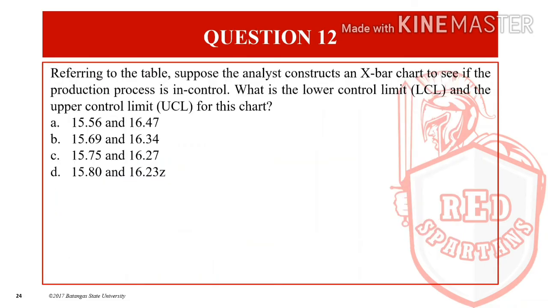Then question number 12, suppose that the analyst constructs an X-bar chart to see if the production process is controlled. What is the lower control limit and the upper control limit for this chart? So kanina, ang ginamit natin is R-bar. So kapag X-bar, kailangan muna natin kunin yung R-bar kasi yun yung nasa formula. Or gagamitin natin si R-bar para makuha yung LCL and upper control limit ng X-bar.